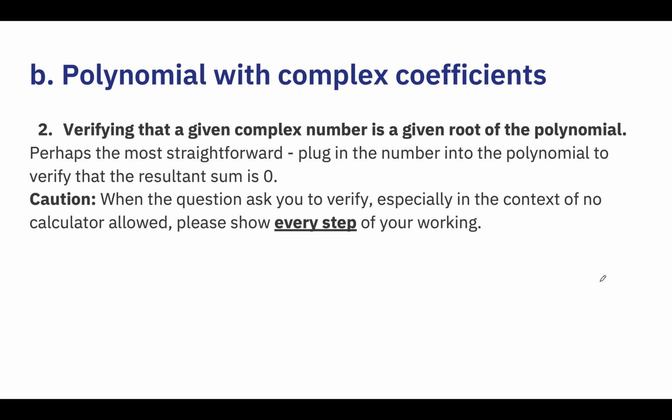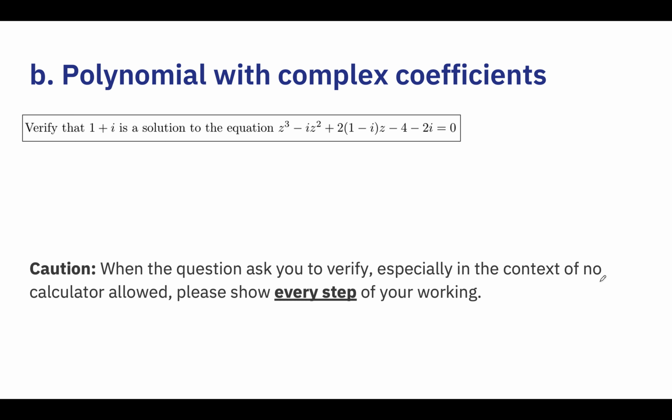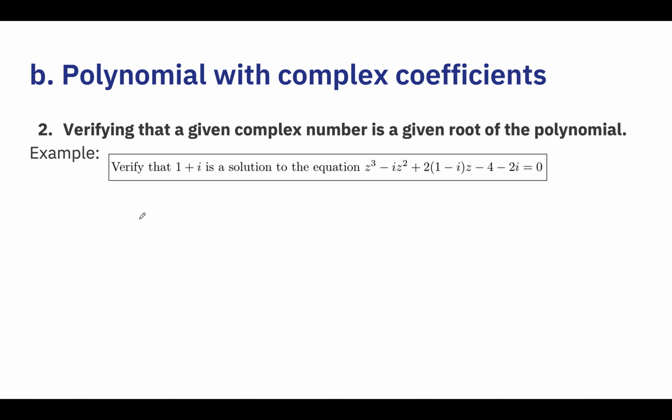Okay, next, verifying that a given complex number is a root of the polynomial. Perhaps the most straightforward way is to plug the number into the polynomial to verify that the resultant sum is zero. Especially if they say no calculators are allowed, please show every step of your working. An example would be to verify that 1 plus i is a solution to the equation z cubed minus iz squared plus 2(1 minus i)z minus (4 minus 2i) equals 0. So remember to show every step of your working. What we're going to do is substitute it into z, and we will try to simplify this.